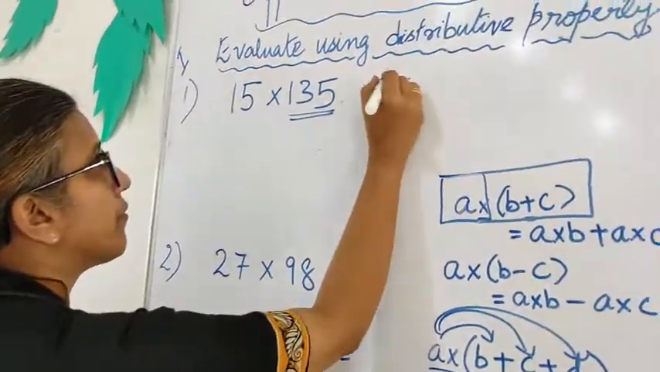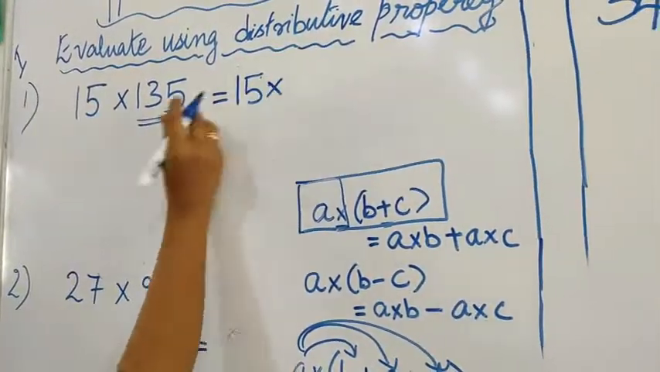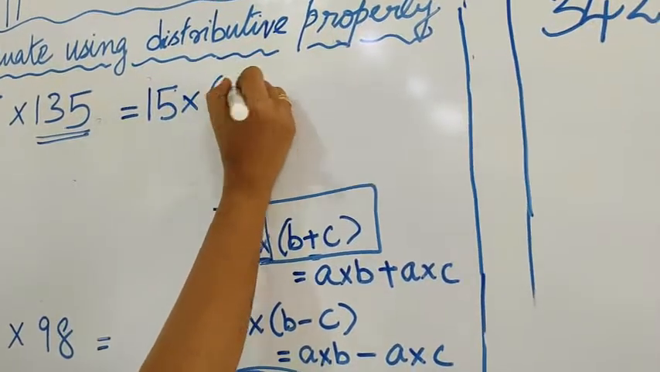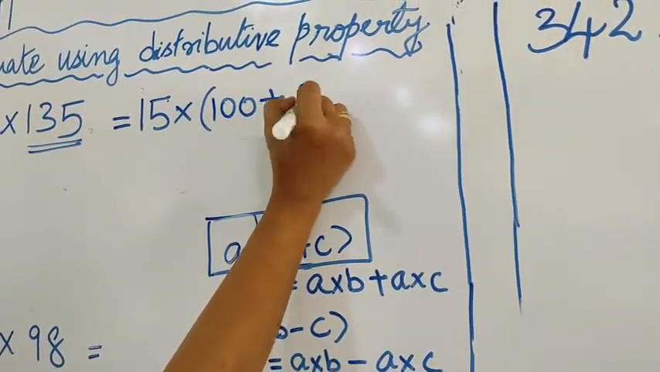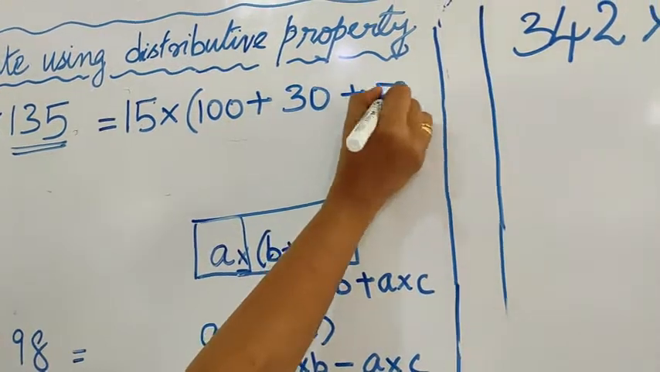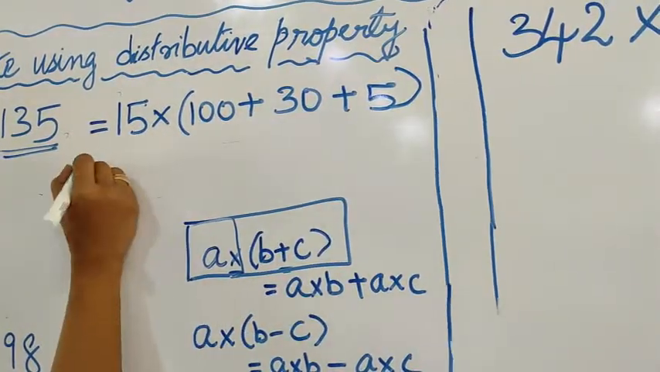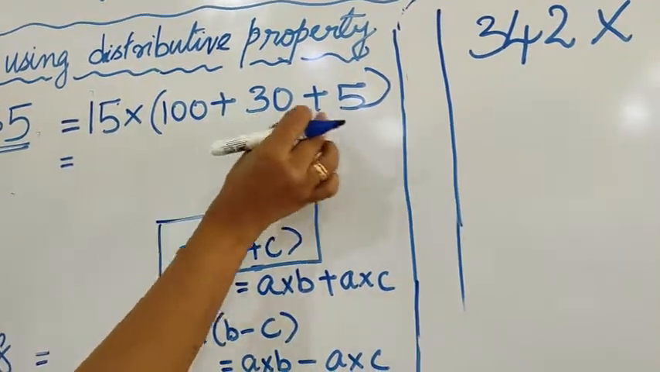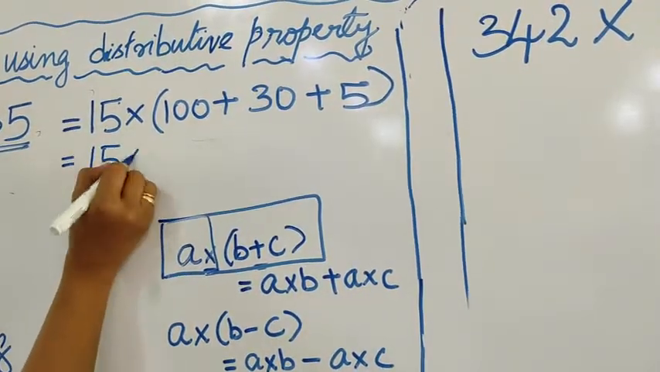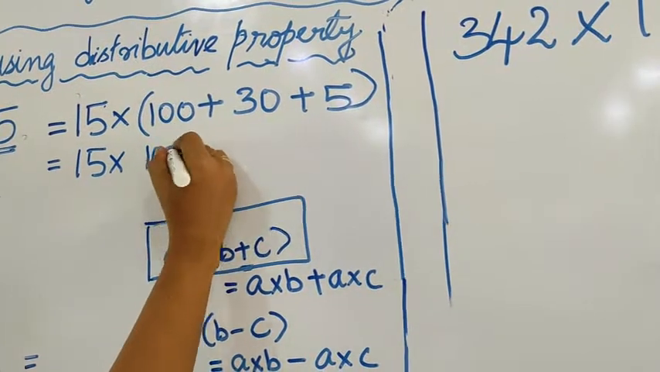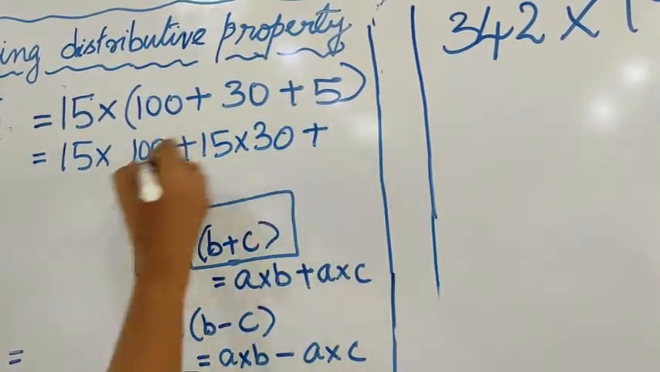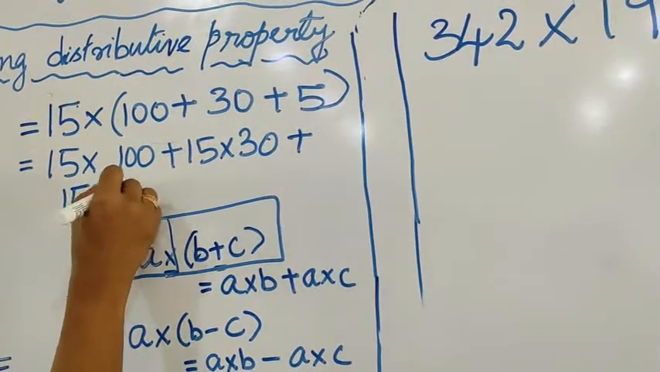Here 15 into, instead of 135 I expanded it, so that I got 100 plus 30 plus 5. I am using the distributive law. I am distributing 15 into all these three elements. So 15 into 100 plus 15 into 30 plus 15 into 5.